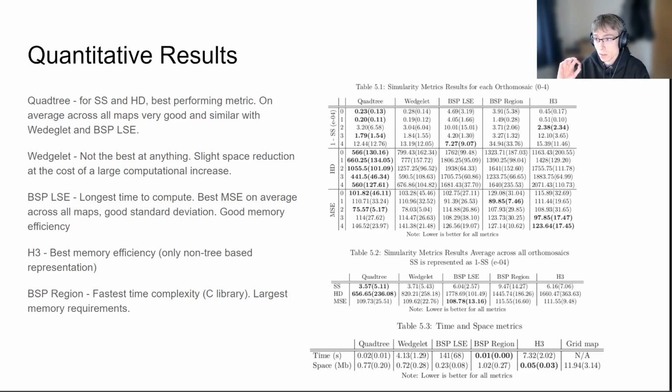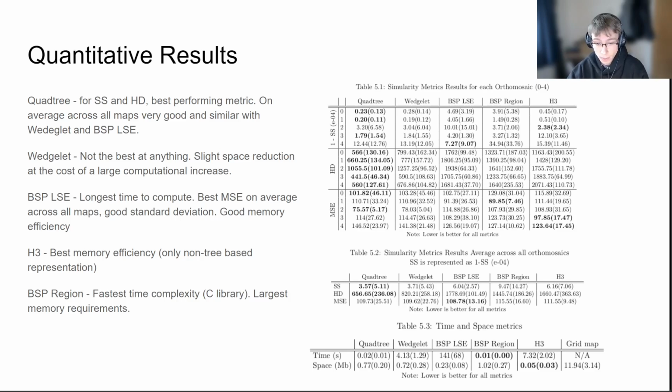Depending on the orthomosaic, different representations are actually the best. If we average across all orthomosaic types and all distributions, then the binary space partitioning tree with the least squared error, so the top-down partitioning, actually performs very slightly the best. However, the quad tree and the wedgelet are still very competitive.